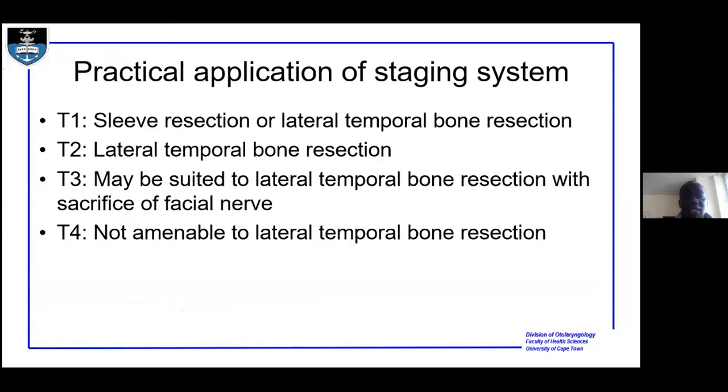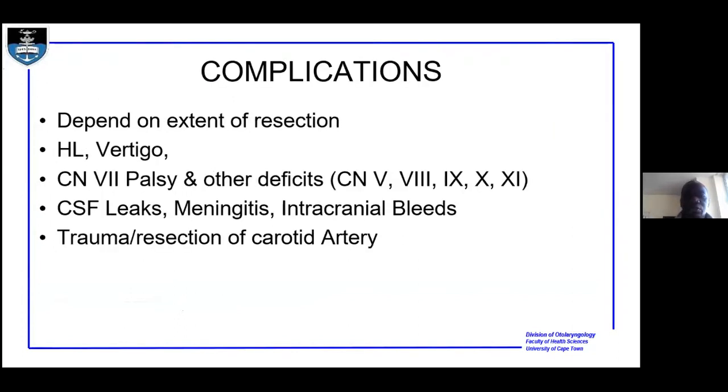But in terms of the practical application of the staging system, I got this from the Vula Atlas. For a T1 tumor, one can do a sleeve resection or lateral temporal bone resection. For T2, it's a lateral temporal bone resection. And T3 may be suited to lateral temporal bone resection with the sacrifice of the facial nerve. And then T4 is not amenable to lateral temporal bone resection.